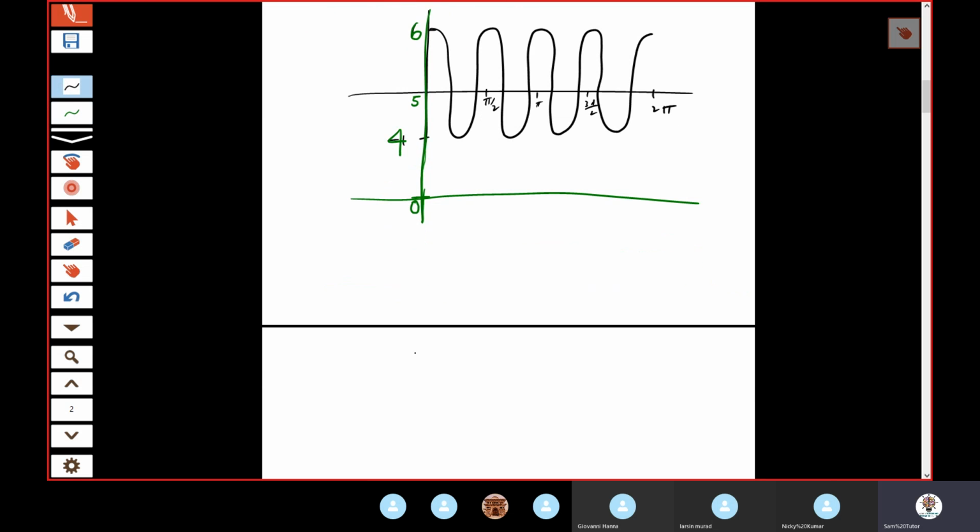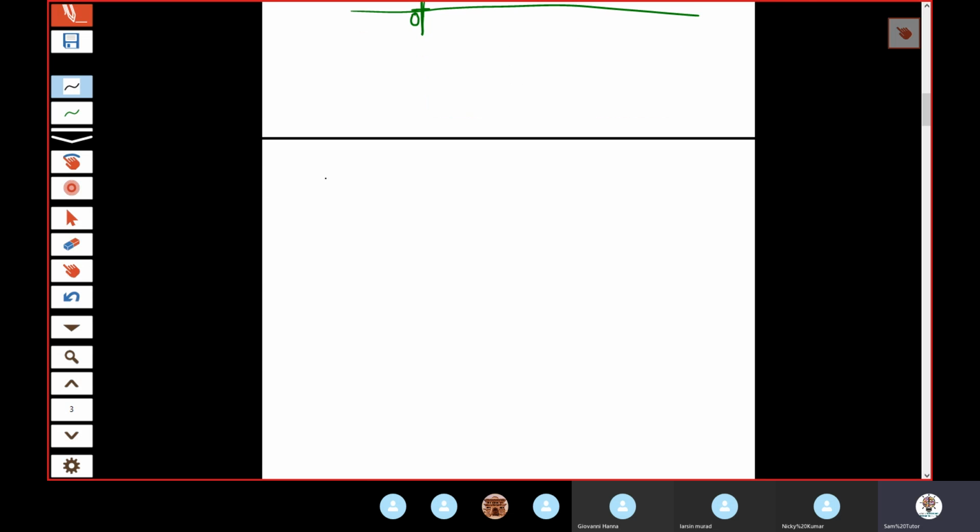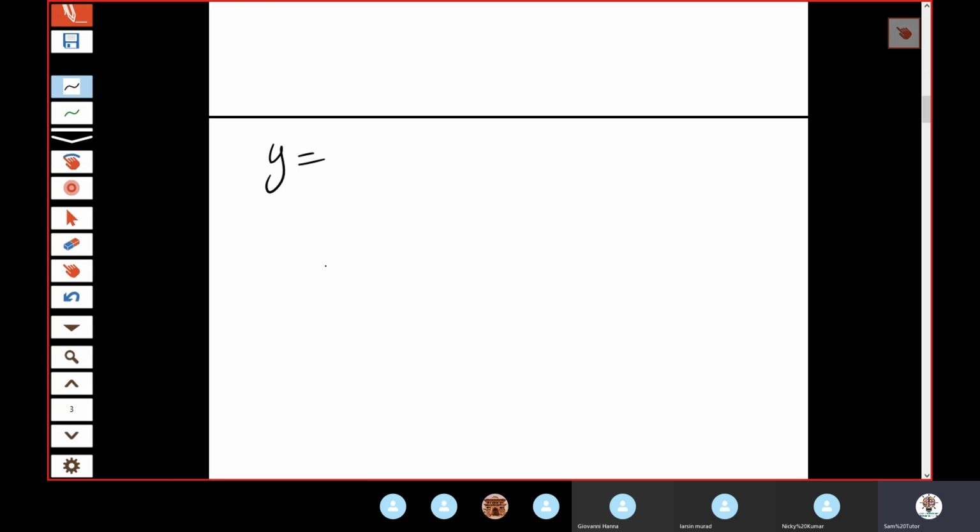You guys start to realize my methods are very different to your textbooks because I don't follow any textbooks, whereas your teachers all do. Let's think of one: y equals sine of x plus pi.